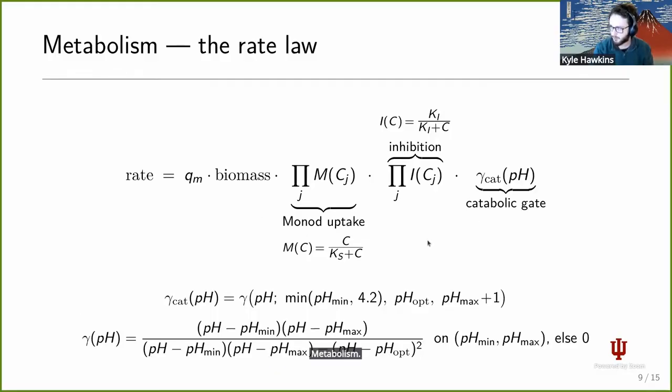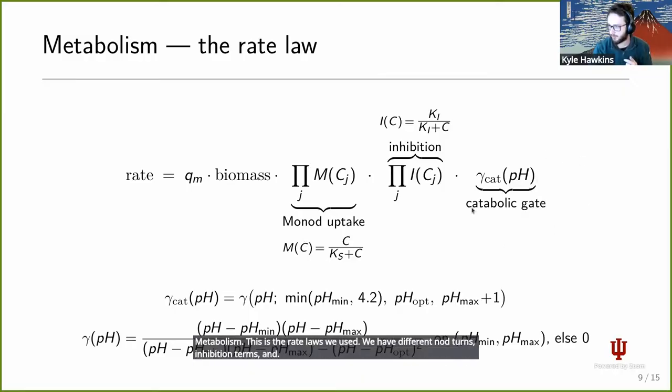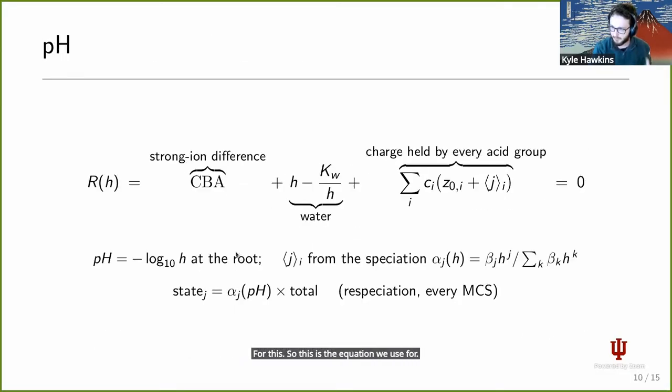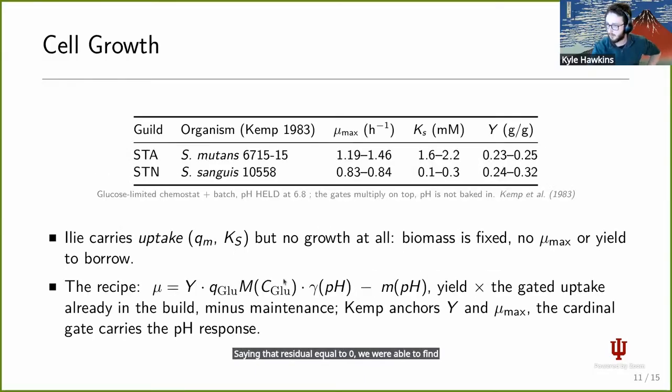For metabolism, these are the rate laws we used. We have different Monod terms, inhibition terms, and we have a pH term for this. So this is the equation we use for metabolism. For pH, this is how we calculate it. Basically, we did a charge balance, and then by setting the residual equal to 0, we were able to find the pH for each lattice site. And then I guess Nate wanted to talk about the growth part of this model.